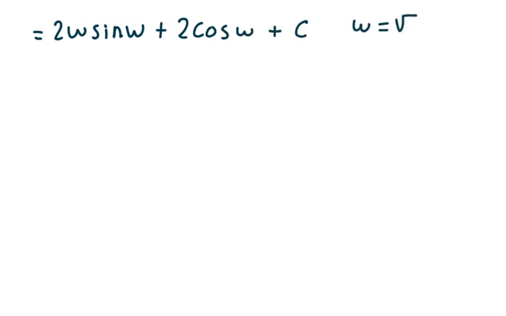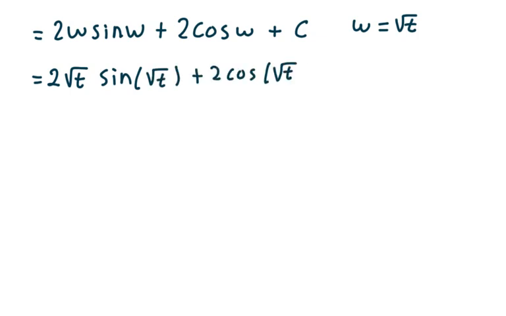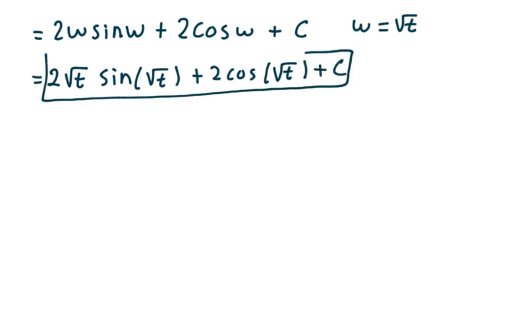But w is square root of t. And so this is 2 square root of t sine of square root of t plus 2 cosine of square root of t plus c. And that'll do it for this video for the Exam 1 review. And we did problems 17, 18, and 19, in fact. Thank you.